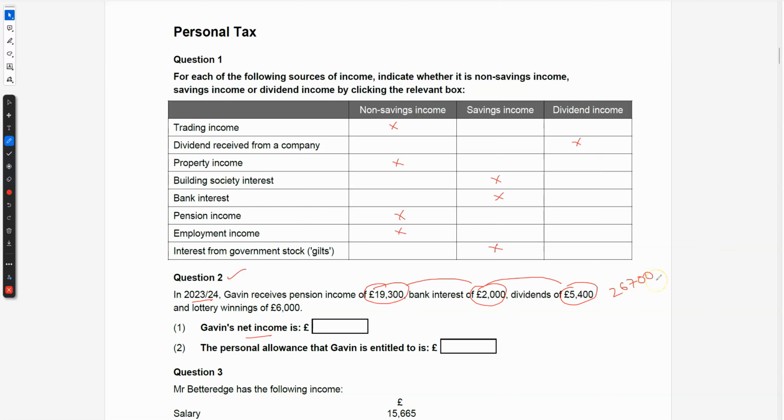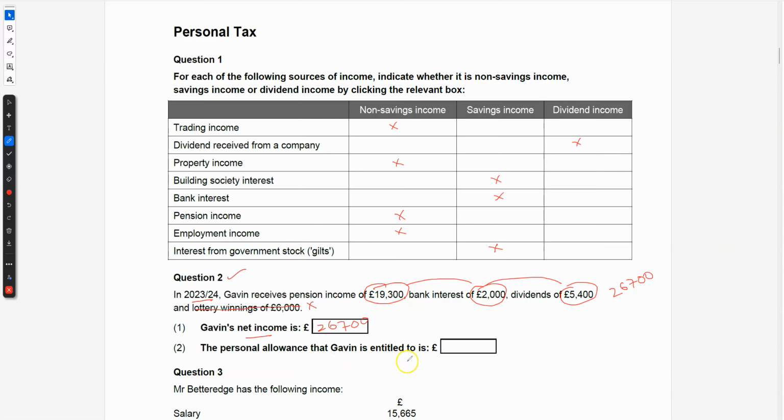26,700. Remember that we're not going to consider the lottery winnings or gambling or winning a scholarship. This sort of earning is exempt from tax, so it is not taxable income, and we do not consider that. So we said 26,700. Then the next question asks for the personal allowance that Gavin is entitled to.